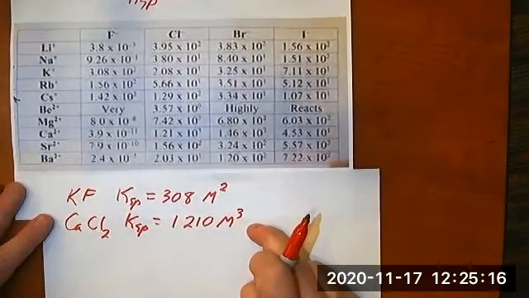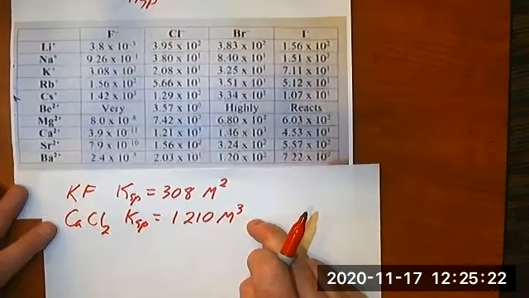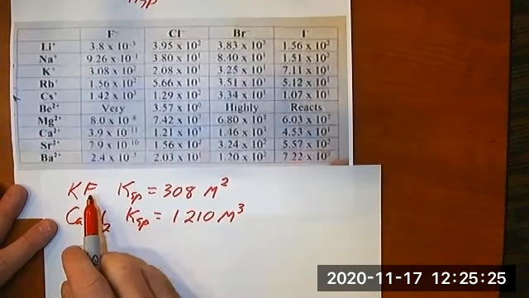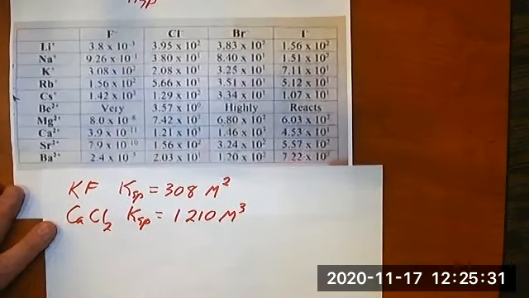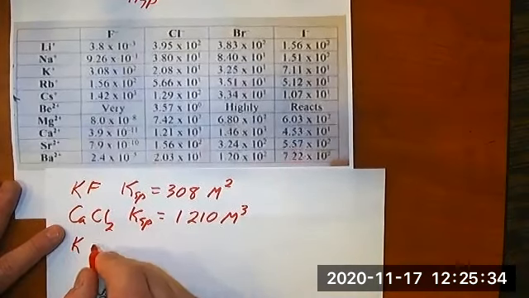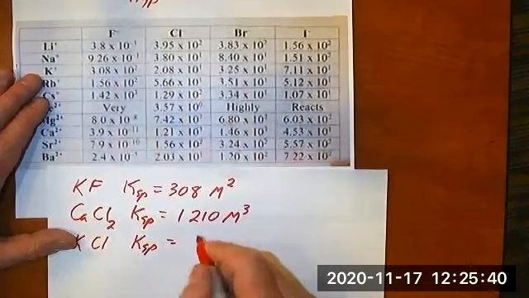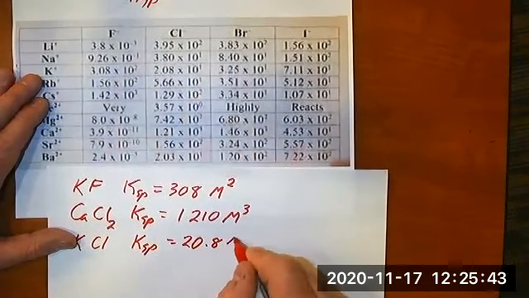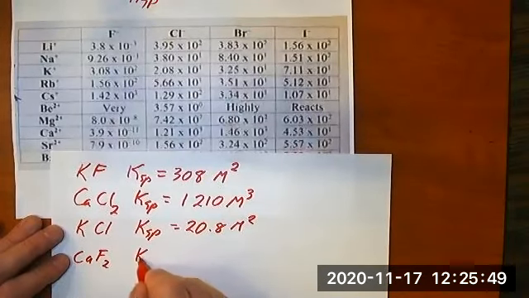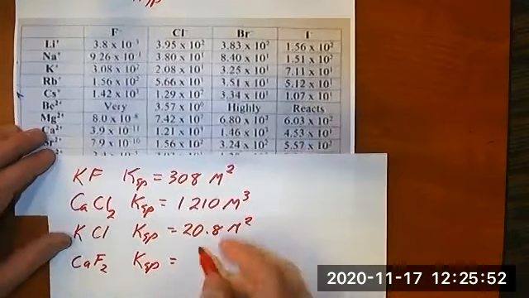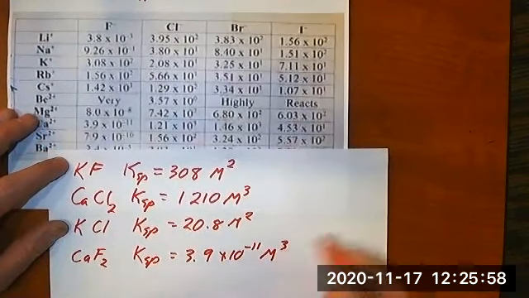We're going to make solutions of each of these, and we're going to mix the solutions together. And so when we mix the solutions together, we're also going to need to worry about calcium fluoride, the cross product, and potassium chloride, the cross product. So I'm going to put their KSPs down here as well. So potassium chloride has a KSP of 20.8 molar squared, and calcium fluoride has a KSP of 3.9 times 10 to the negative 11 molar cubed.